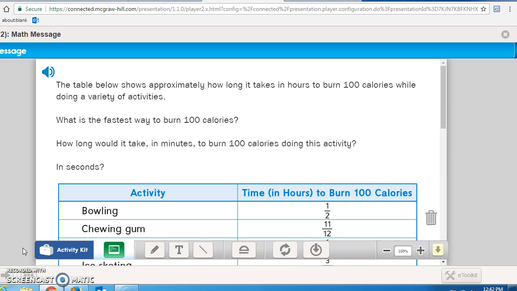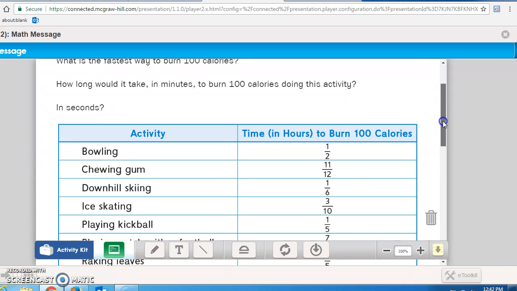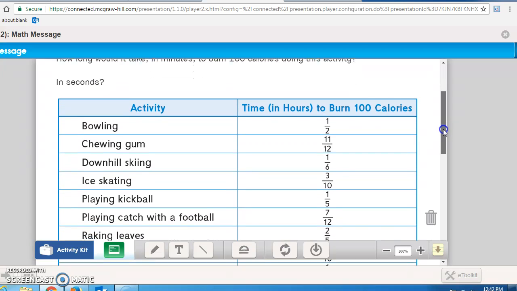Math Journal, page 256. Please turn to Math Journal, page 256 this time. Read this silently to yourself as I read it out loud. It says, the table below shows approximately how long it takes in hours to burn 100 calories while doing a variety of activities. What's the fastest way to burn 100 calories? And how long would it take in minutes to burn 100 calories doing this activity?